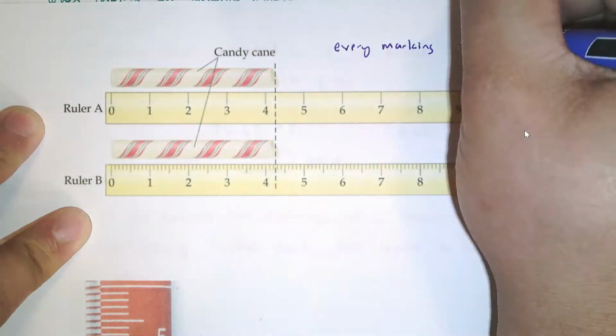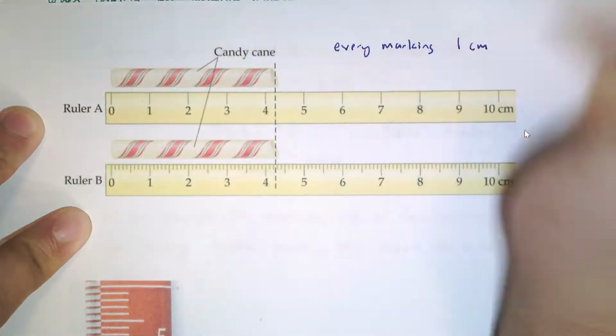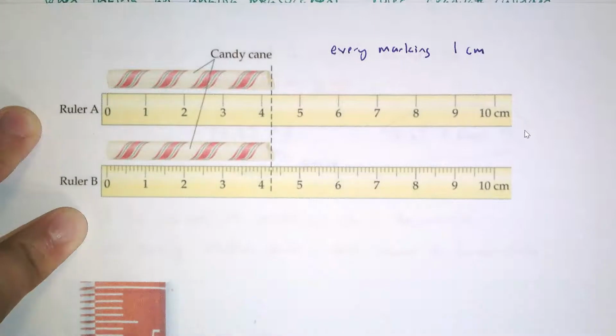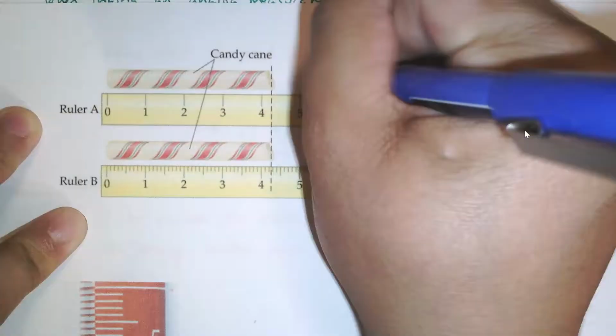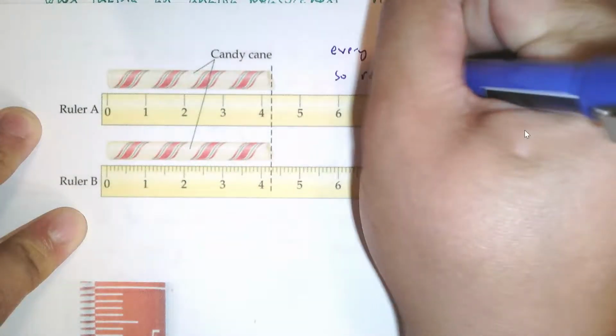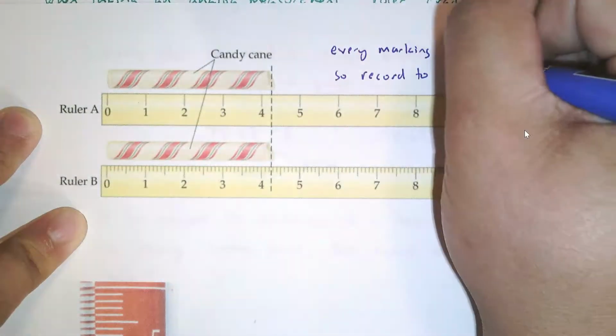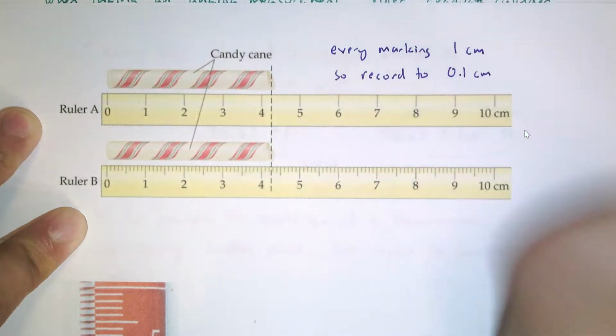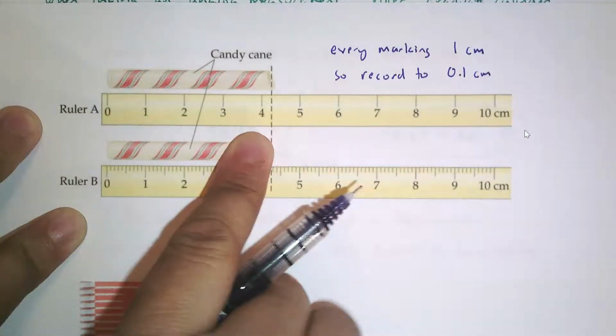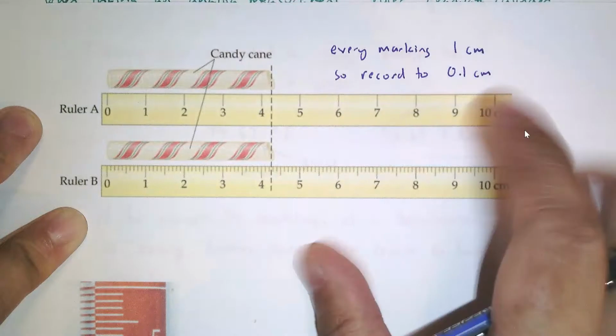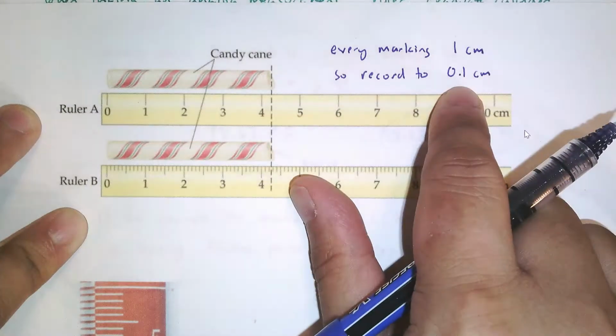Every marking is 1 centimeter. So we're going to go 1 unit to the right of that. So record to the 0.1 centimeter mark. Have a number in your mind, and you're going to the 10th place. You don't go into the 10th place.